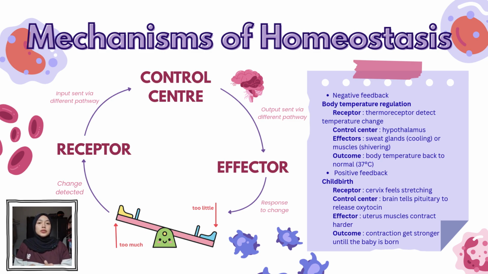Oxytocin causes the uterus muscle to contract more strongly. This stronger contraction increases the stretching of the cervix. This continues until the baby is born.